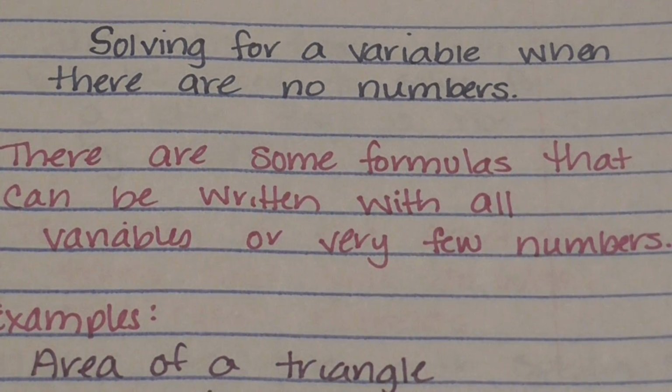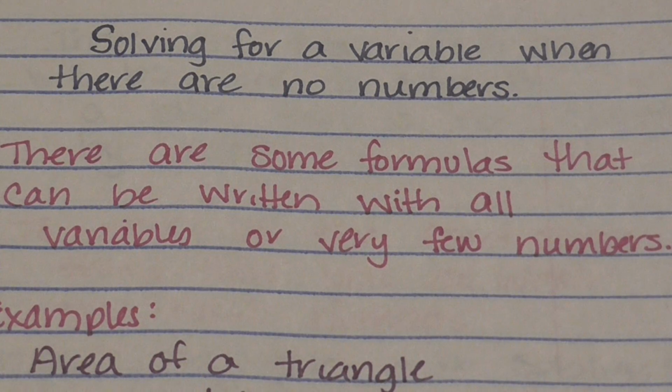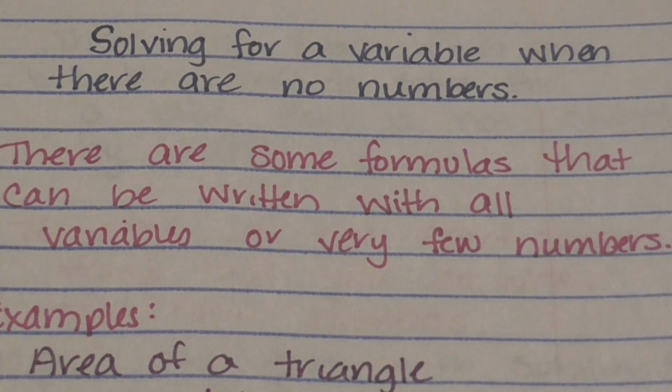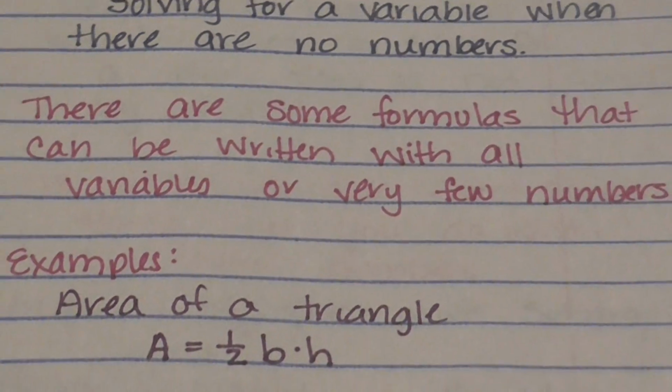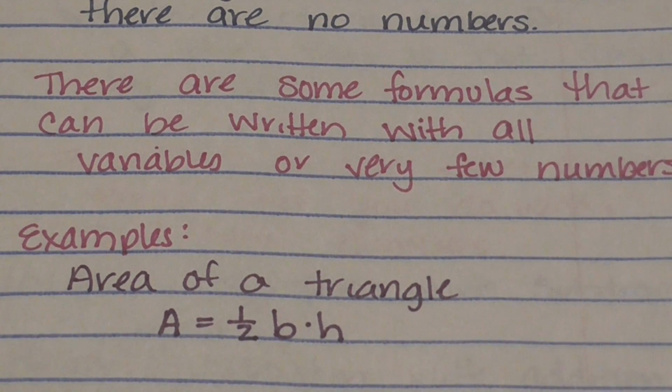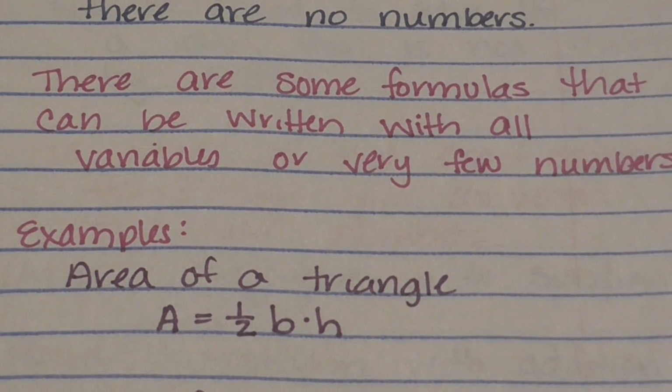So this section is called solving for a variable when there are no numbers. Sometimes there are formulas that can be written with all variables or maybe just one or two numbers throughout the whole thing. Some really common examples of those kinds of formulas would be the area of a triangle formula. So the area of a triangle is 1/2 the base of the triangle times the height of the triangle.